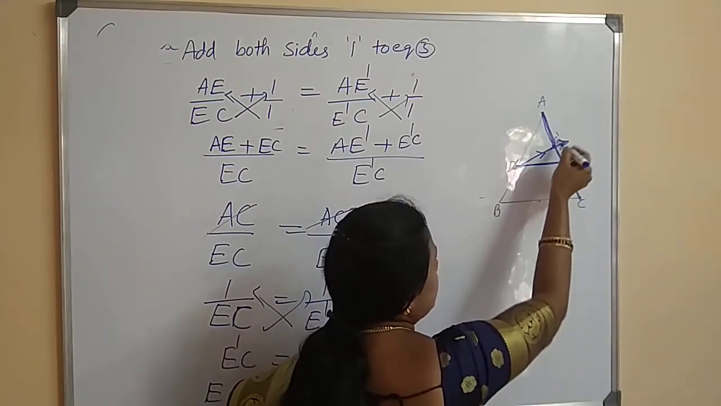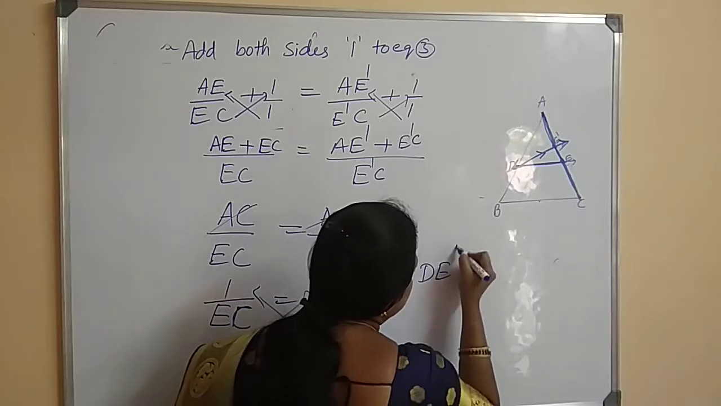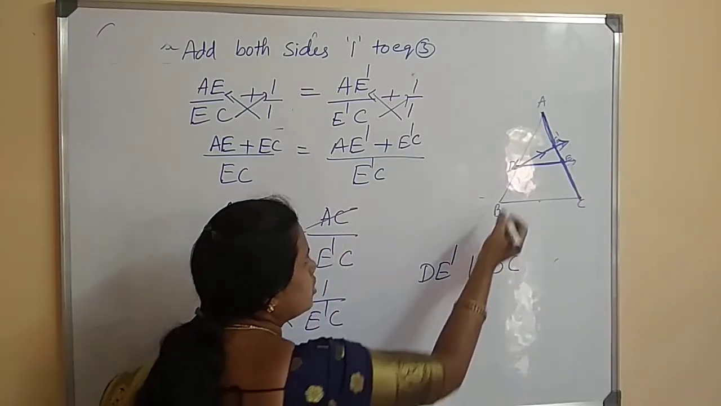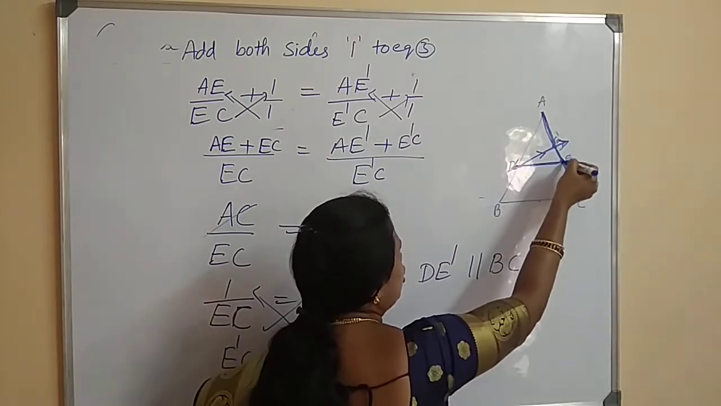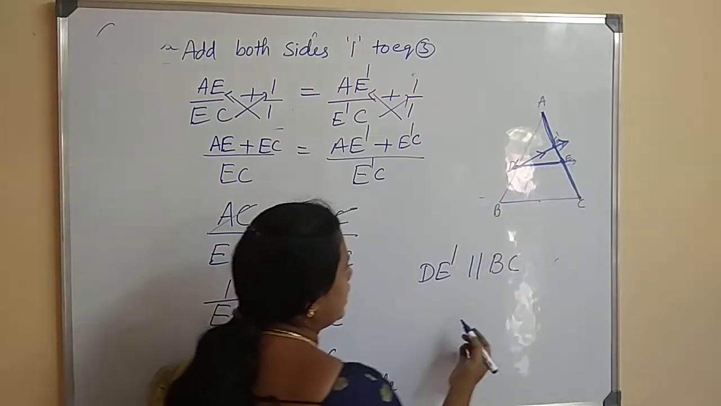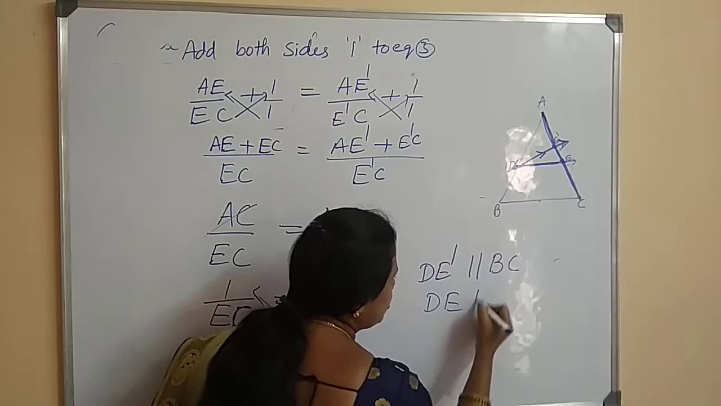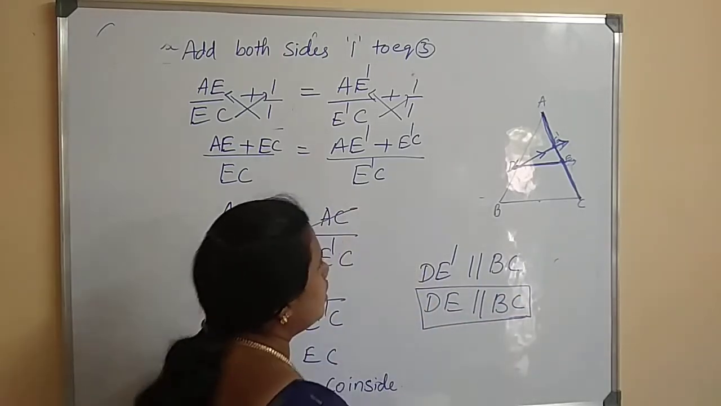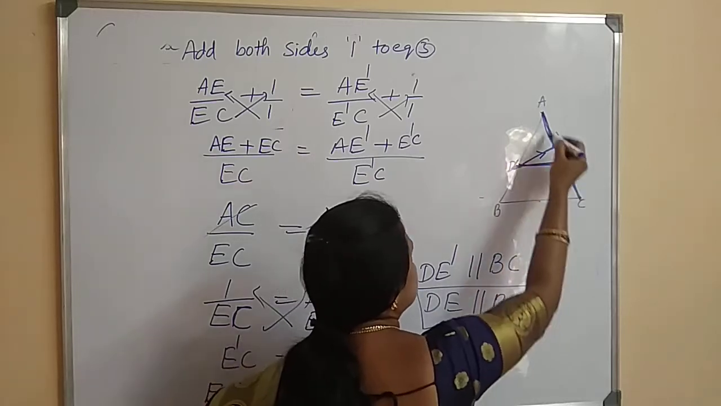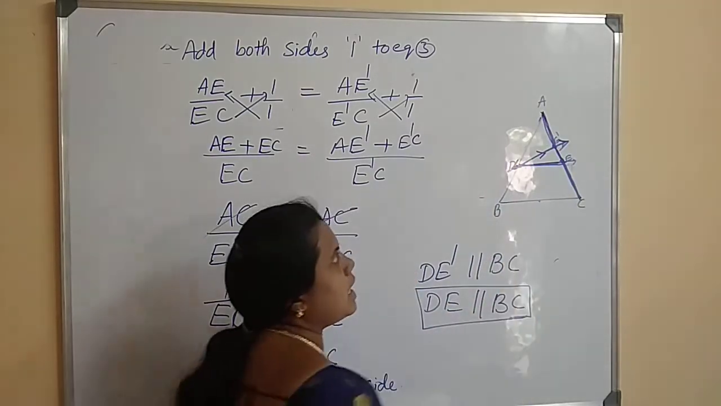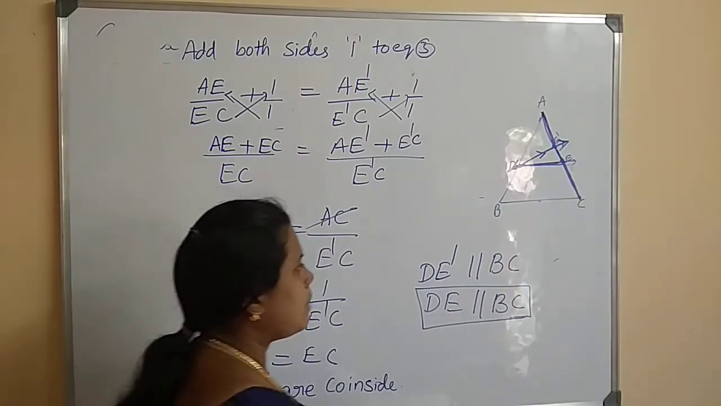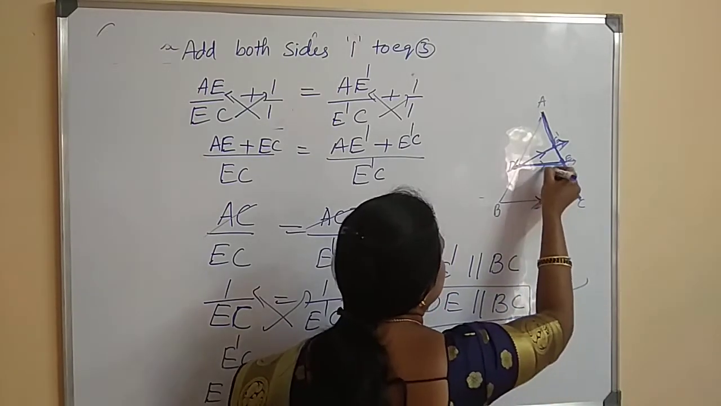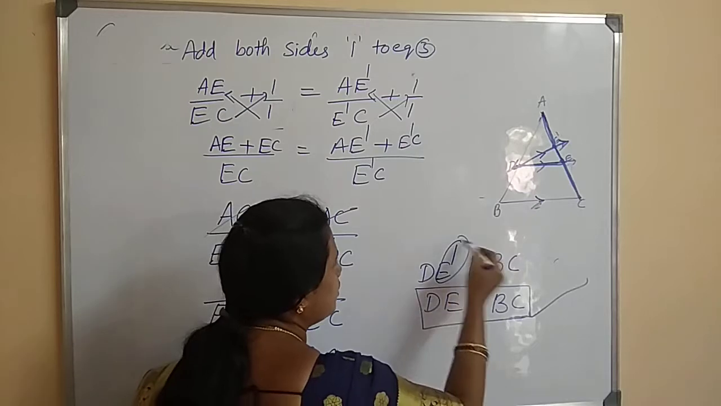Then DE dash is parallel to BC, and DE dash is equal to DE because E dash coincides with E. Then DE also will become parallel. This is what we had to prove: a line which divides the other two sides in the same ratio is parallel to the third side. Then what have we proved?